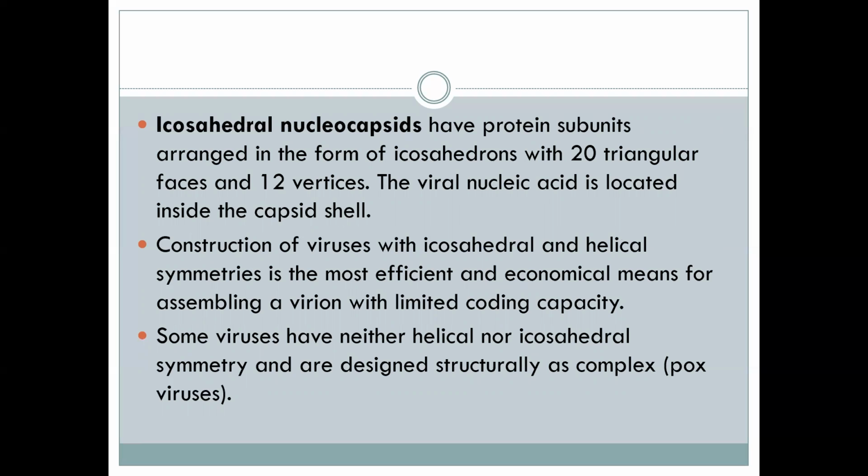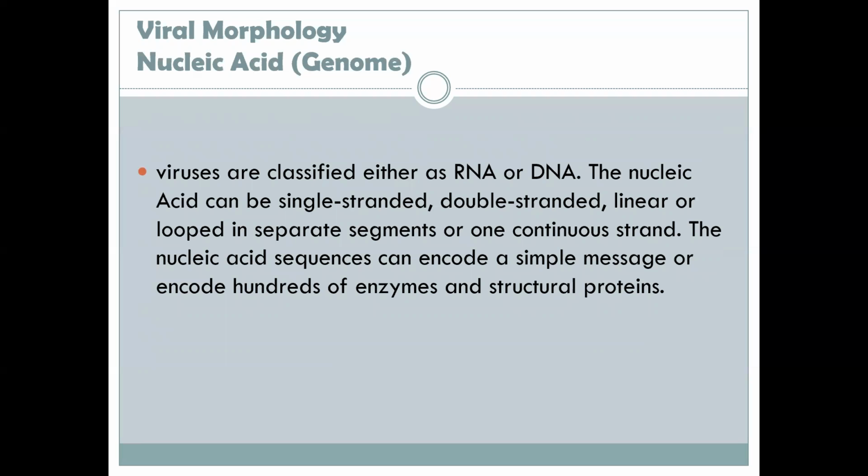That's why, as I mentioned earlier, your nucleic acid, the genomic material, could be RNA or DNA. Your capsid could either have helical, icosahedral, or complex symmetry. Okay? So for the viral morphology of the nucleic acid of the genome, again, it is either classified as RNA or DNA, and it can be single-stranded, double-stranded, linear, or looped, in separate segments or in one continuous strand.